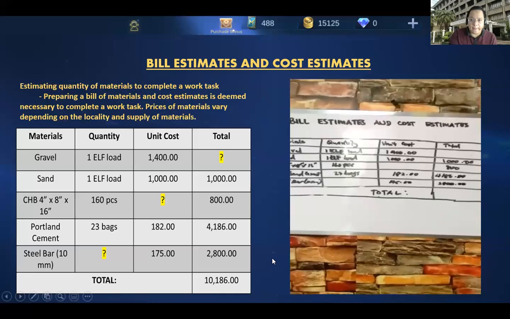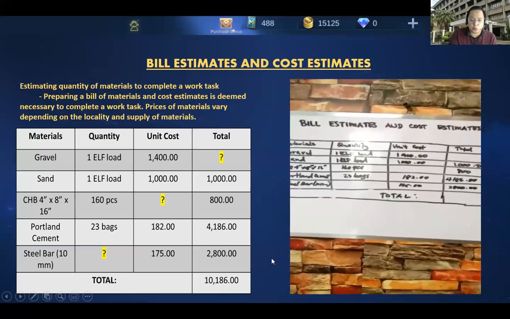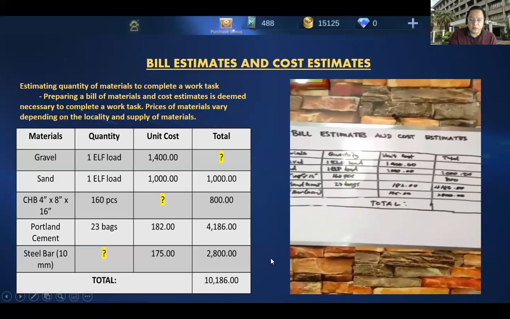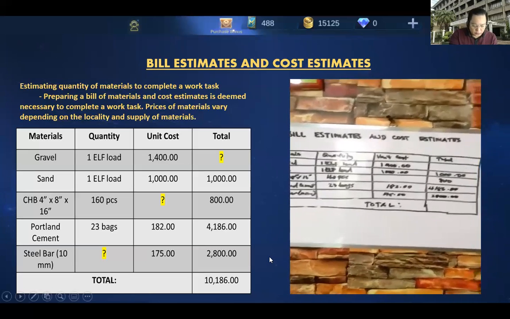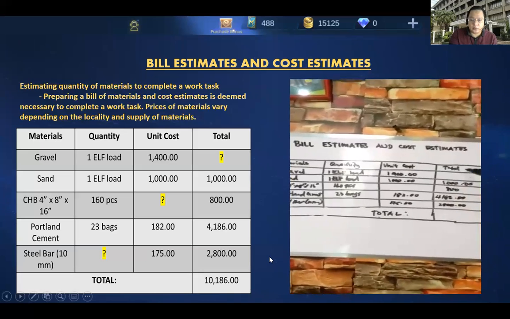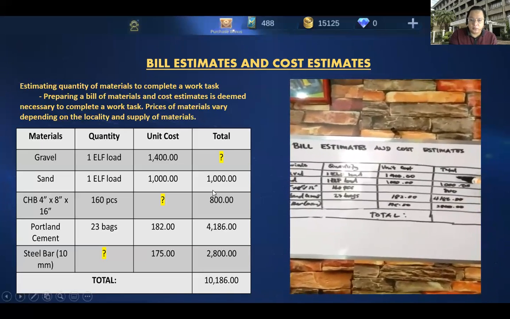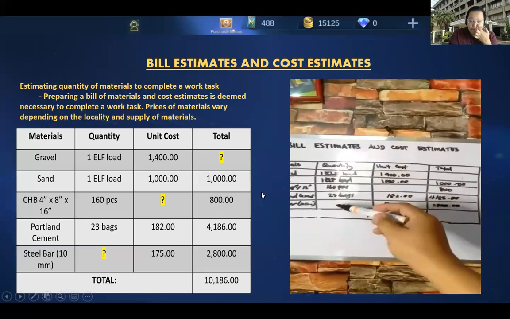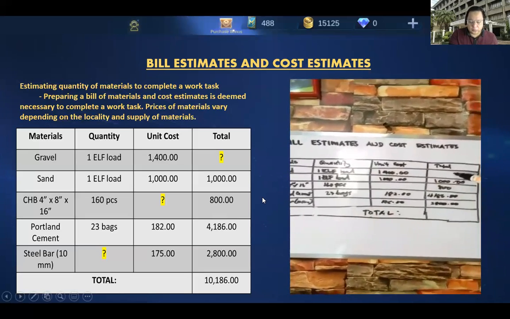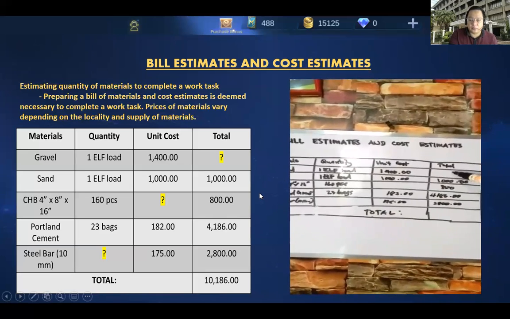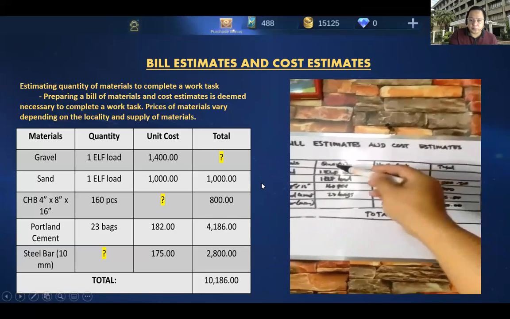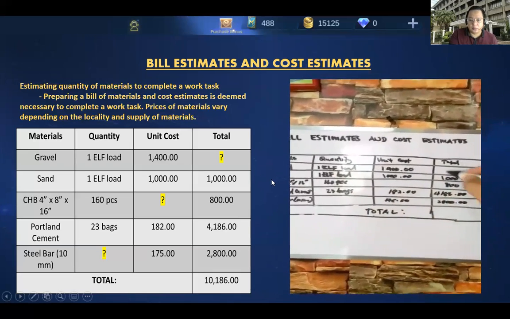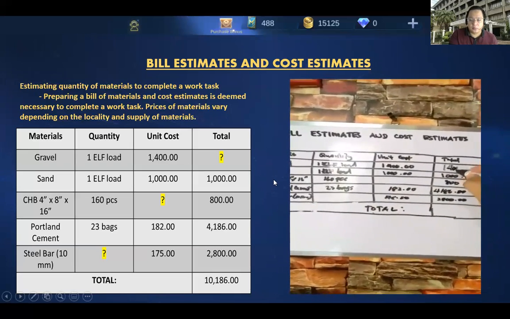For the bill estimate and cost estimate, we have here the given example or the given problems table. As you can see, the total is not available, the unit cost is not available, and the quantity of steel bar is not available. So if the total is not available, all you have to do is multiply quantity and unit cost. So 1 times 1,400, your answer is 1,400.